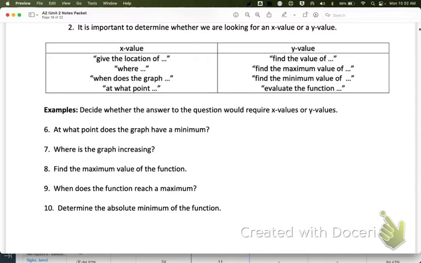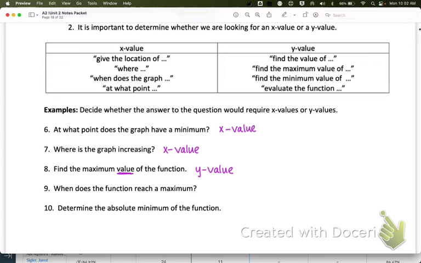All right, so at what point does the graph have a minimum? That is asking for a location. It's not asking what the minimum is. That's asking where does it occur? At what point? So this would be an x value that it's asking for. Where is the graph increasing? We've seen that question several times. That's a location. That's asking for an x value. Find the maximum value of the function. That's asking what is it? That one would be asking for a y value.